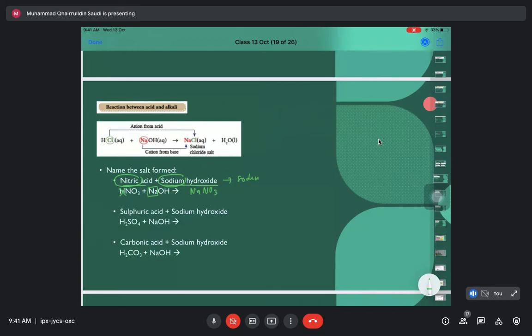Tengok sini pula, sulfuric acid. Sulfuric acid belakang dia mesti sulfate. Tengok dia kawan dengan siapa? Sodium hydroxide. Meaning sodium di depan. Sodium sulfate. Carbonic acid. Carbonic acid belakang dia mesti jadi carbonate, sebab dalam dia ada carbonate ion. Dia react dengan siapa? Sodium. So, sodium carbonate. Boleh? Because this is the reaction between acid and alkali.